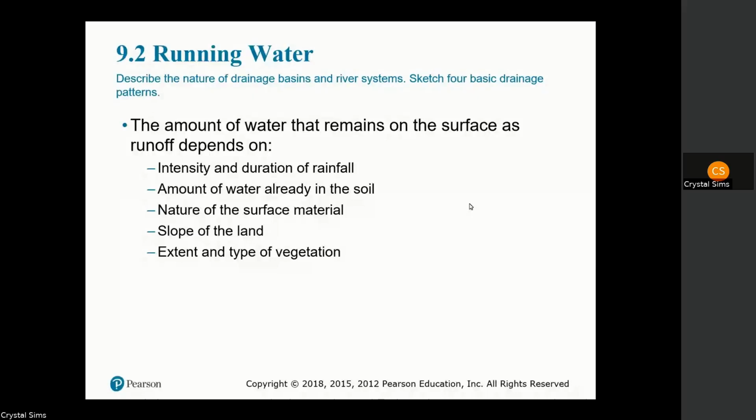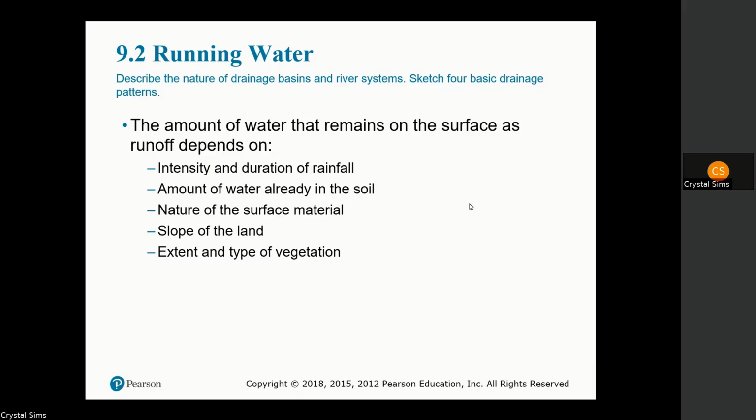So as you saw in the video that you watched, there are a lot of processes at work that keep this water cycling throughout the environment. So now let's take a look at running water. As you saw from the video, when precipitation falls to Earth, it either infiltrates, so gets down into the soil to become part of our groundwater, or it moves down slope as runoff.